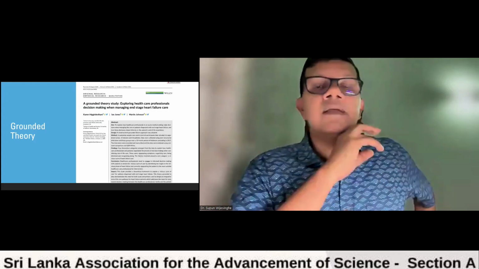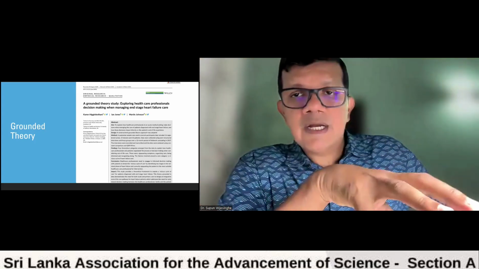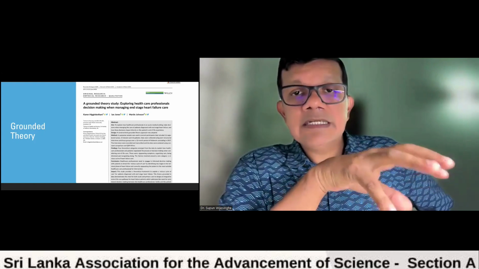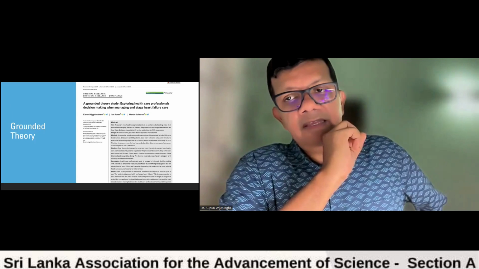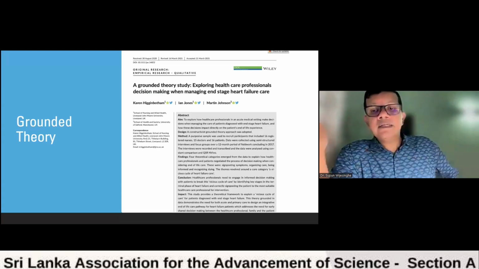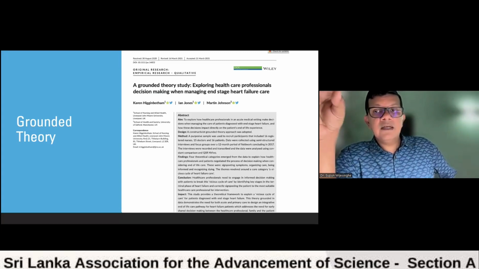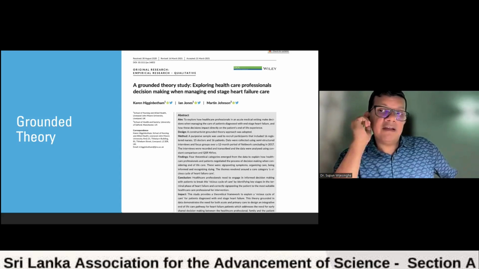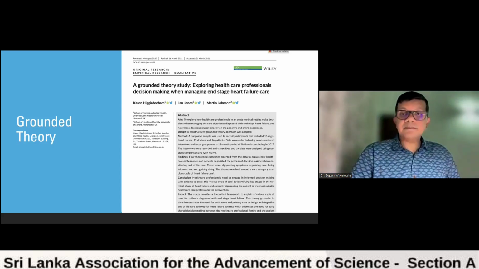So this is an example which I have given here. Again, a grounded theory study exploring healthcare professionals' decision making when managing end-stage heart failure cases. So here what we have done is asking the doctors, the healthcare professionals, how they make decisions managing end-stage heart failure cases. So this is again based on grounded theory.